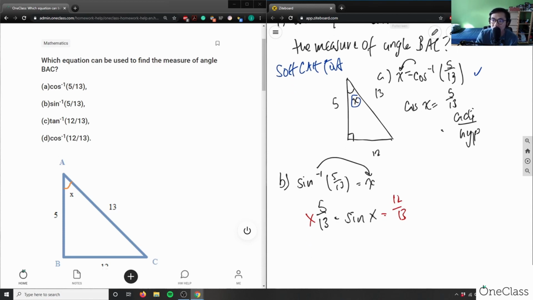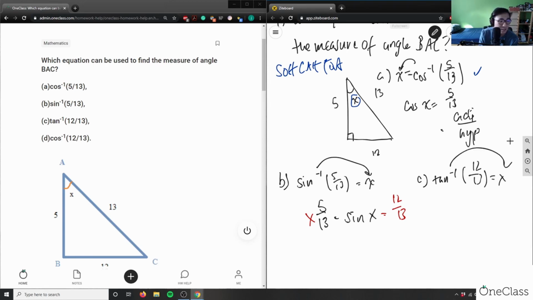We can also look at C. C states inverse of tan of 12/13 equals x. If I move tangent to the other side, I get 12/13 equals tangent of x. Tangent of x is opposite over adjacent. Opposite is 12, adjacent is 5, so this is wrong as well. Tan of x actually equals 12 over 5.